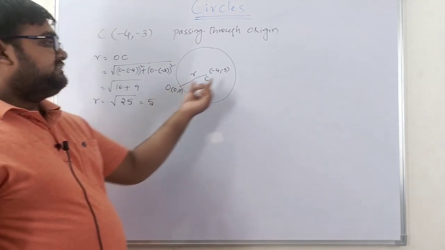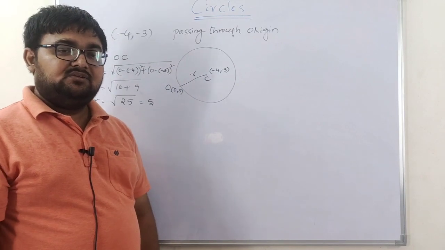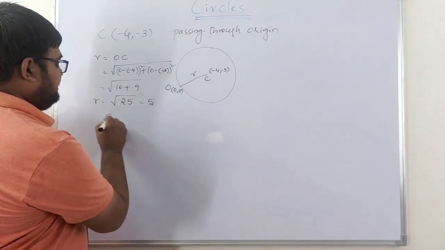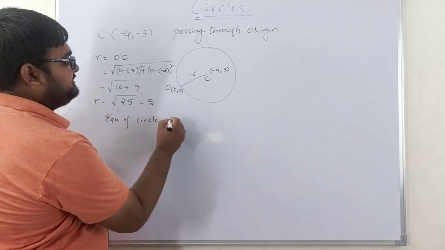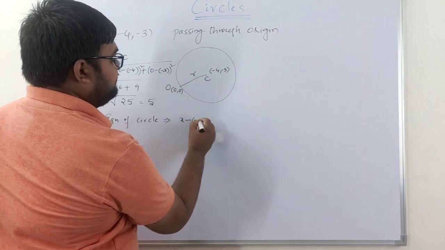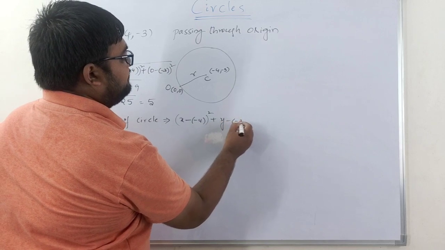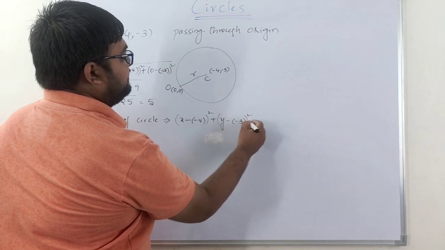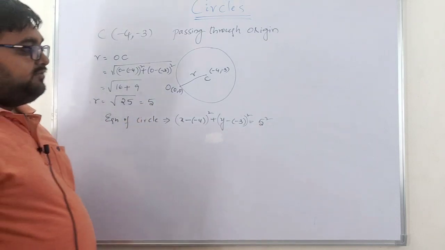So when I have the radius as well as the center, then I can directly go for the center-radius formula. The equation of this particular circle is, what is the equation of the circle? (x − (−4))² + (y − (−3))² is equal to, what is the radius? The radius is nothing but 5 squared.